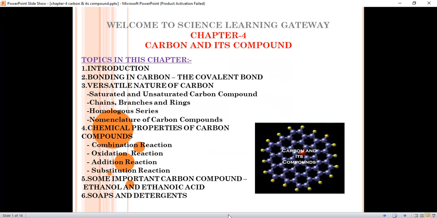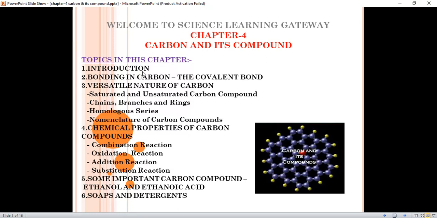Today we will start class Science NCERT chapter number 4, Carbon and its compounds. This chapter carries nearly 5 to 6 marks for your board exam. This is a very important chapter. You can score good marks from this chapter. Now let's have a quick look at the topics which we have to study in this chapter.